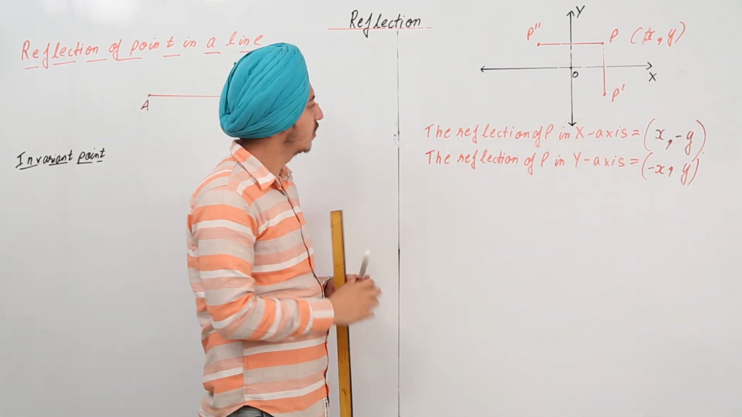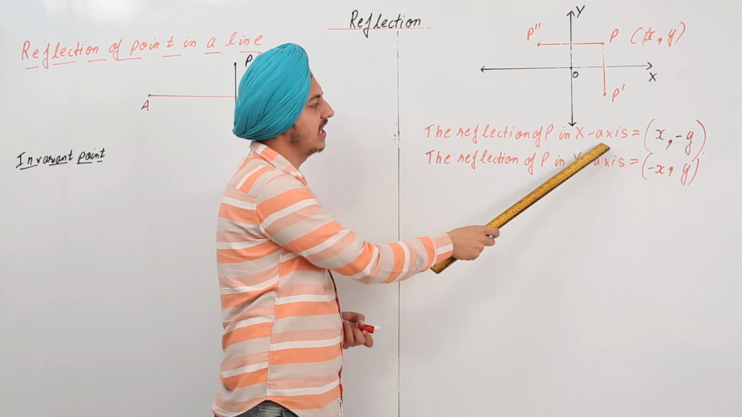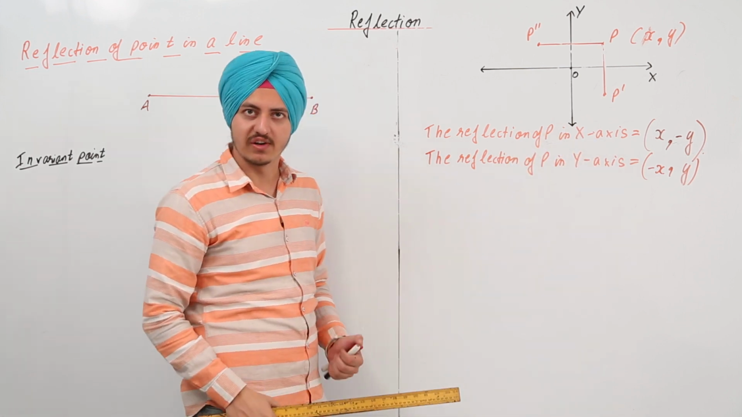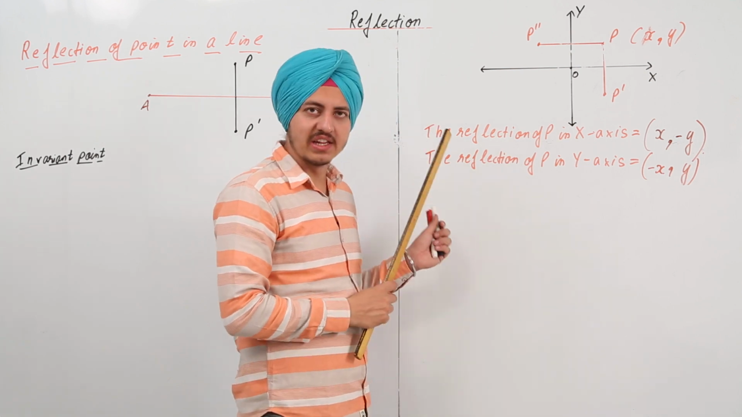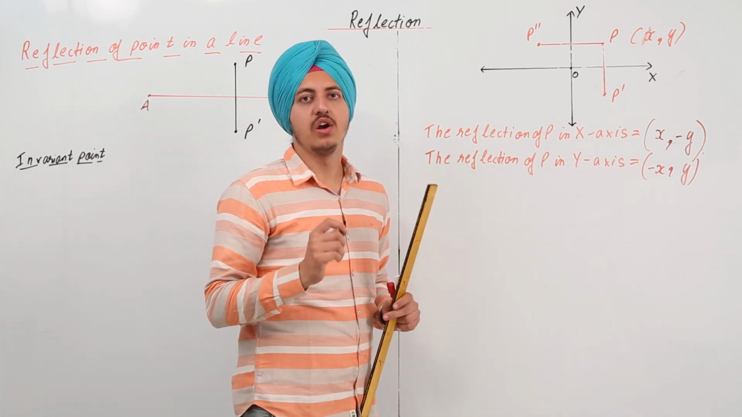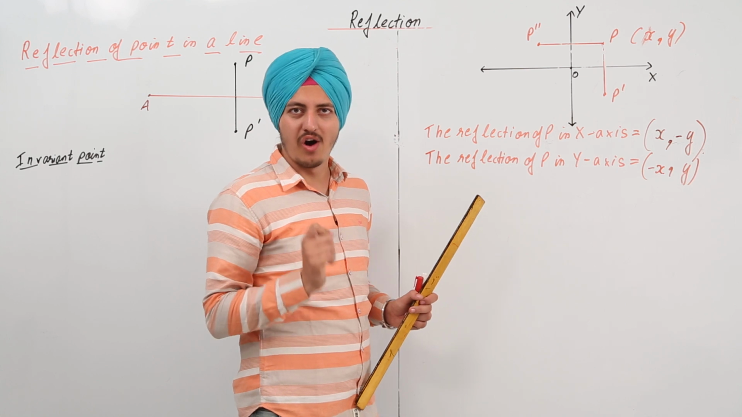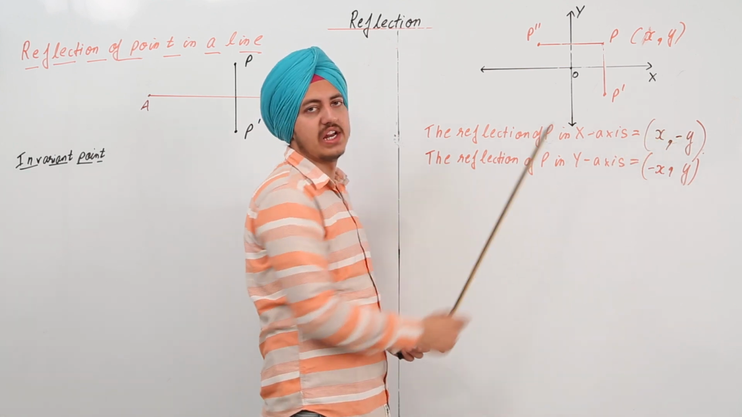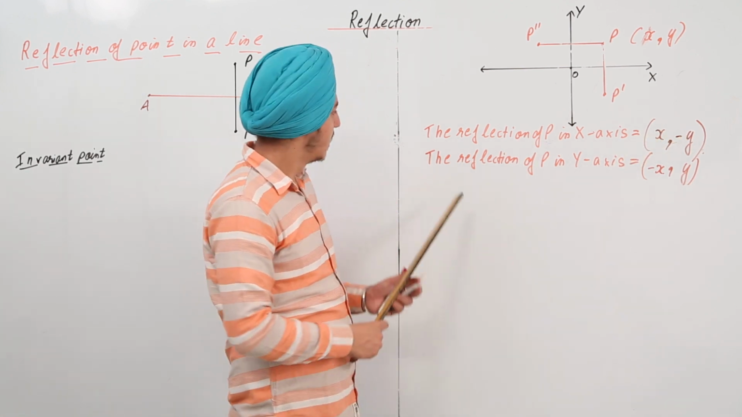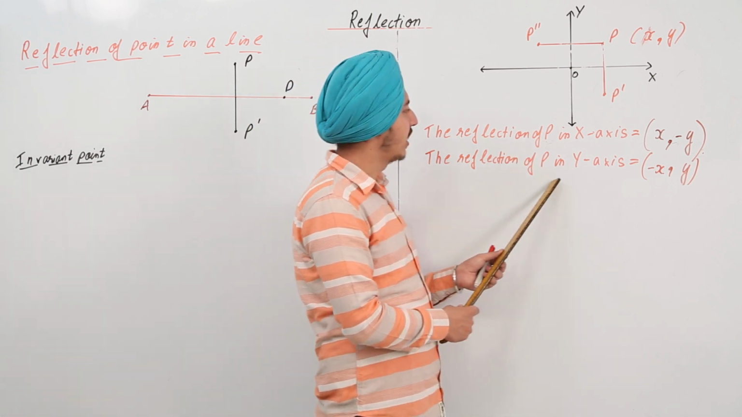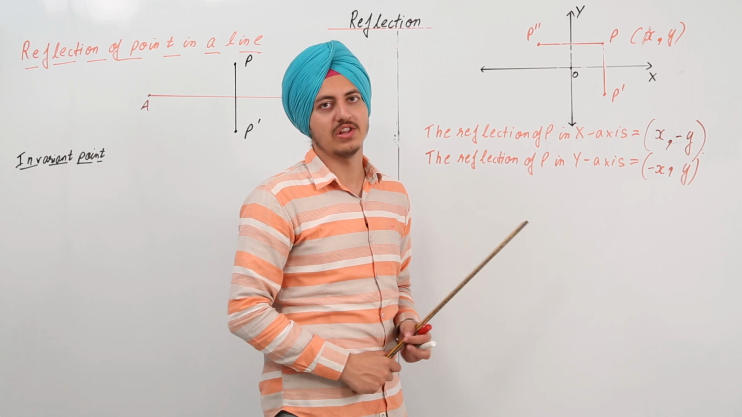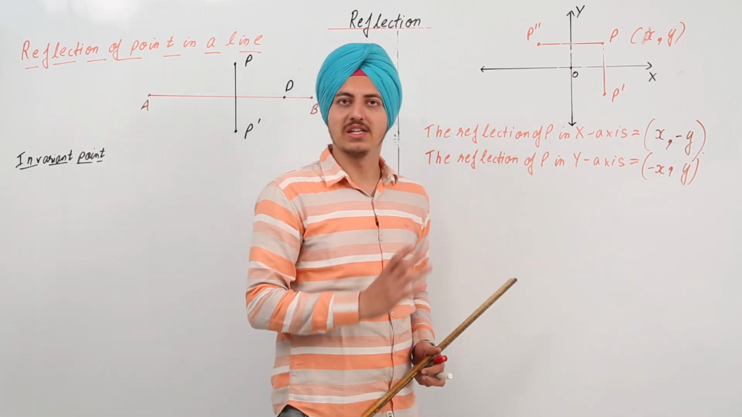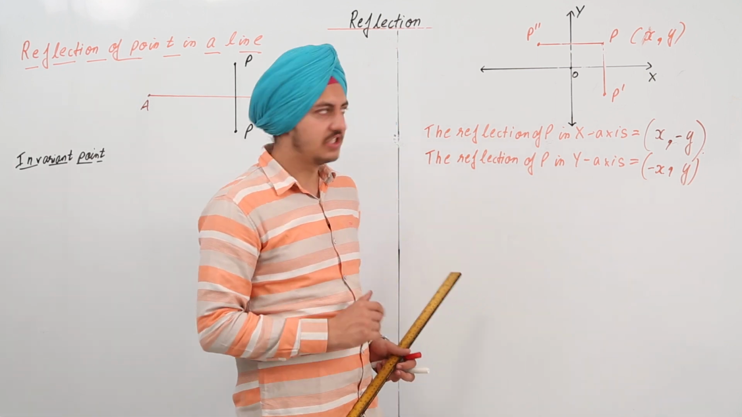So how do we find the reflection of a point P in the x-axis? We just reverse the sign of the y coordinate, or the ordinate. And for the reflection of point P in the y-axis, we just change the sign of the abscissa, or the x coordinate, and that's it. That is how it is done.